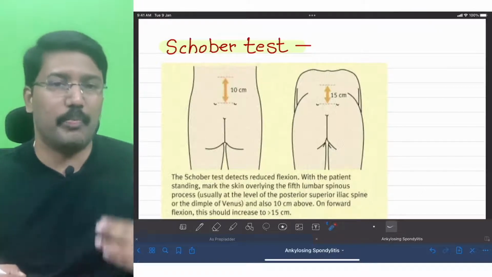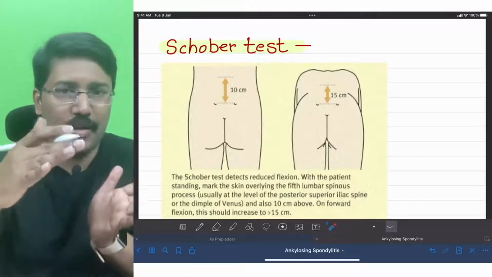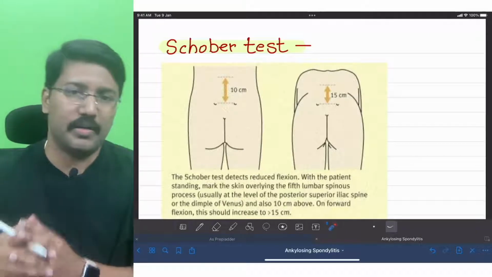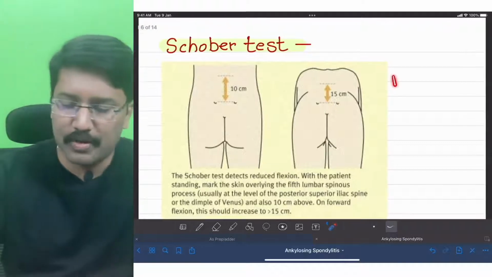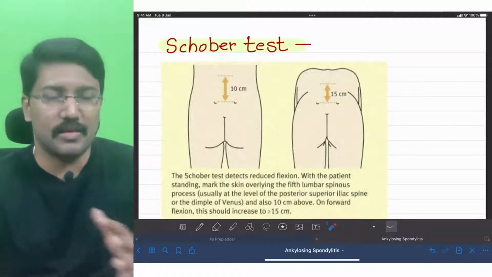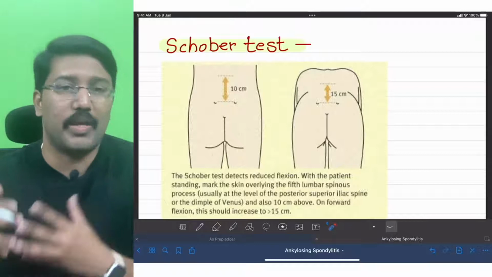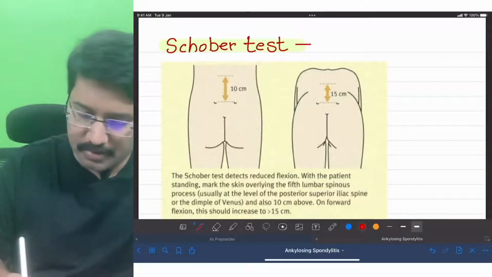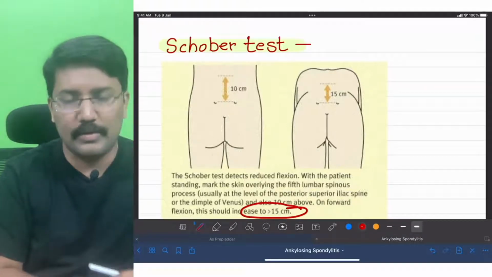We ask the patient to bend forward as much as he can. The line we have drawn at a distance of 10 centimeters, if the person has normal spine mobility, should increase by 5 centimeters more when he bends forward. It should become 15 centimeters normally. If it has not become 15 centimeters, say it is 12, 13 or 14, that means there is reduced spine mobility, which suggests the patient may have ankylosing spondylitis. So we are expecting it to increase to 15 centimeters or more. That is Schober's test.